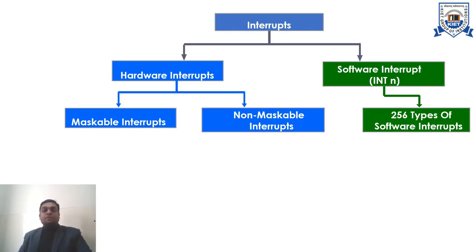Now the classification of interrupts. Interrupts are classified into two categories, hardware interrupt and software interrupt. The hardware interrupts are further classified into maskable interrupts and non-maskable interrupts, whereas software interrupts can be classified into different 256 categories.